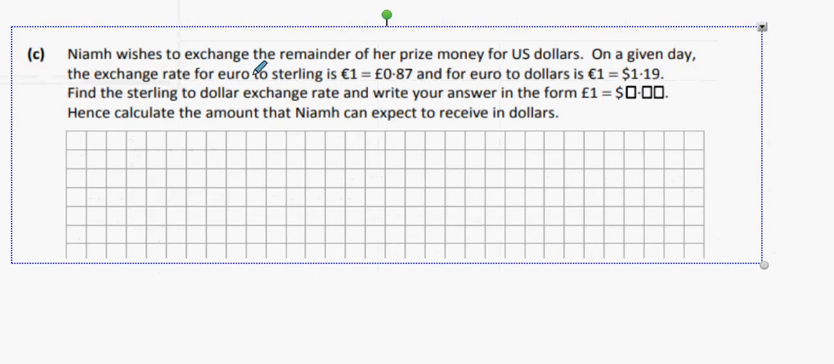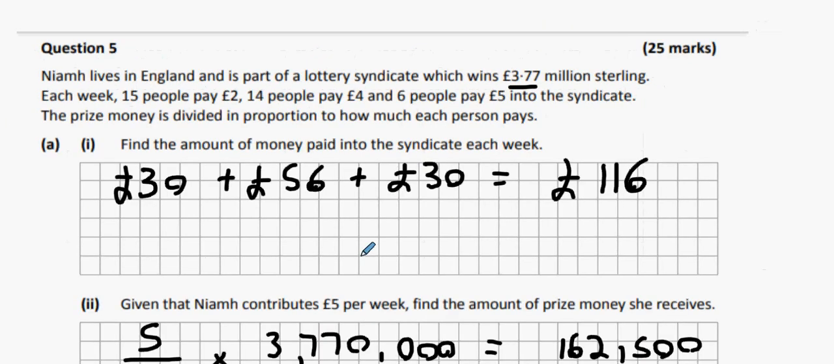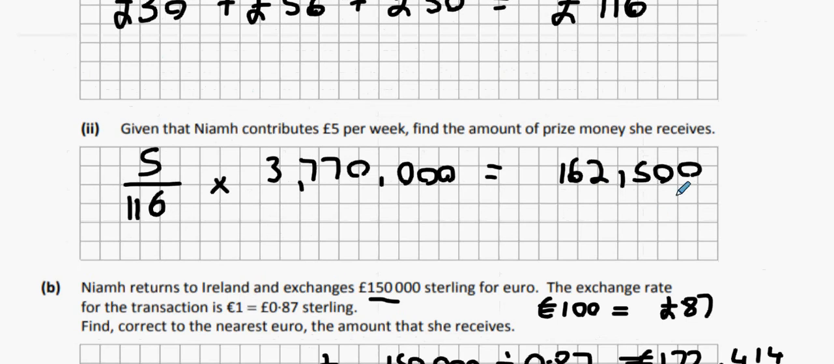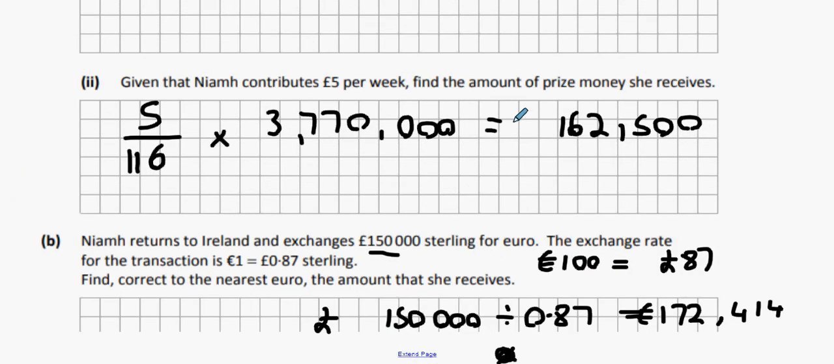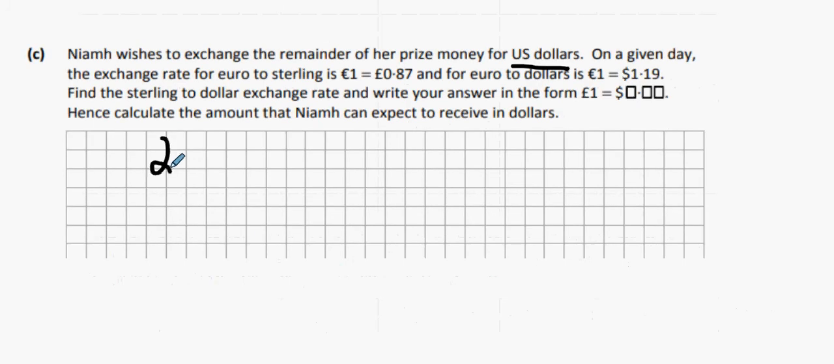If we just exchange the remainder of her prize money for US dollars. So what was the remainder of her prize money? She won 162,500 UK and 12,500 UK. Is that right? So 12,500 UK remains. On a given day, the exchange rate from euro to sterling is this much, and euro to dollars is this much. Find the sterling to dollar exchange rate and write your answer in the form this much, and hence calculate the amount she can receive in dollars.